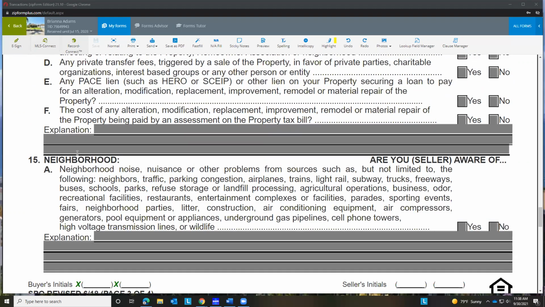Okay, are you aware of number 15, in the neighborhood? Neighborhood noise, nuisance, or other problems from sources such as, but not limited to, the following: neighbors, traffic, parking congestion, airplanes, trains, light rail, subway, trucks, freeways, buses, schools, parks, refuse storage or landfill processing, agricultural operations, business, odor, recreational facilities, restaurants, entertainment complexes or facilities, parades, sporting events, fairs, neighborhood parties, litter, construction, air conditioning equipment, air compressors, generators, pool equipment or plants, underground pipelines, cell phone towers, high voltage transmission lines. Surprisingly enough, you guys, I get a lot of no's on this question.